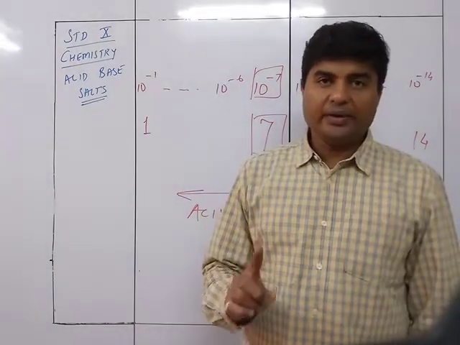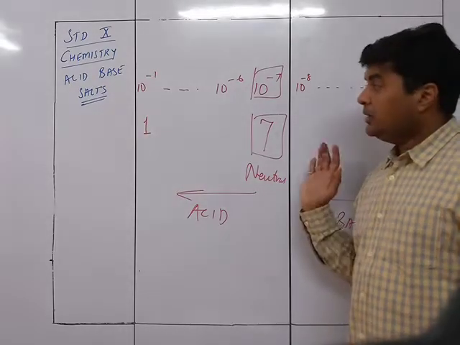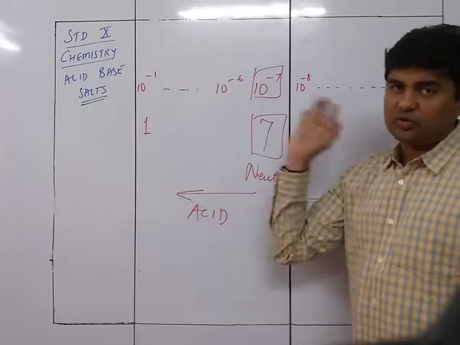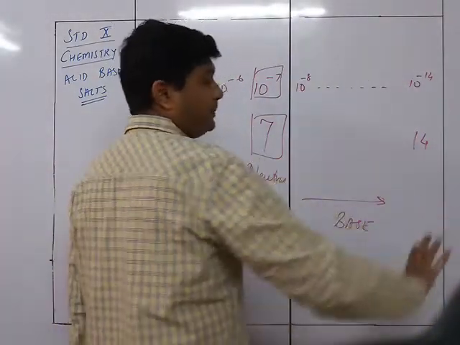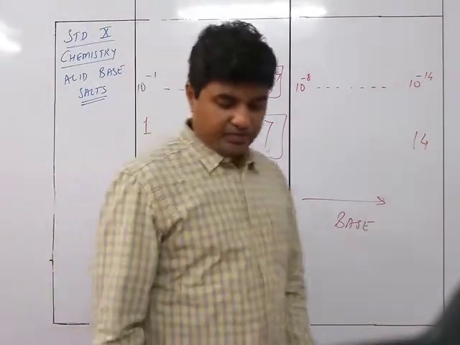Important for you is this, that 7 is neutral, towards 1 acid goes on increasing, the strength goes on increasing. From 7 towards 14, the base, the strength of the base keeps on increasing. So that is what is important over here.